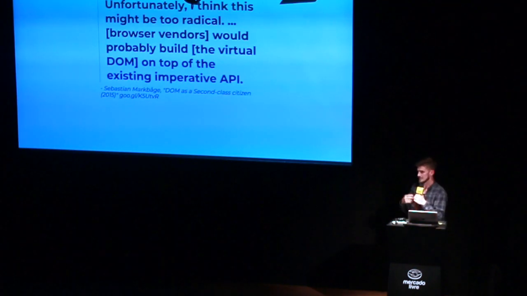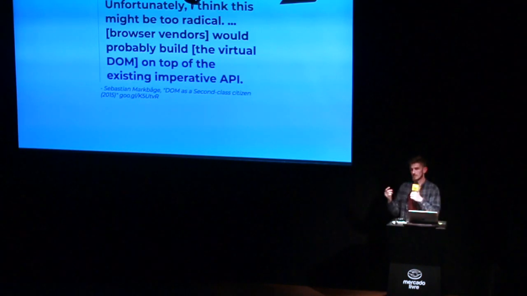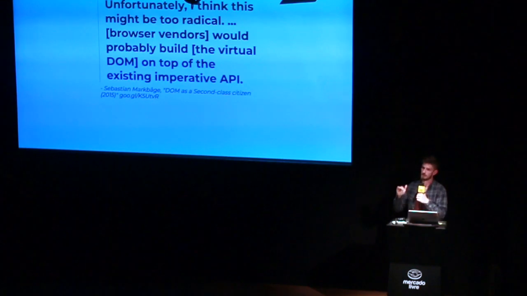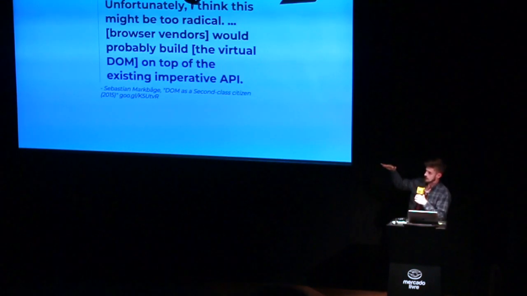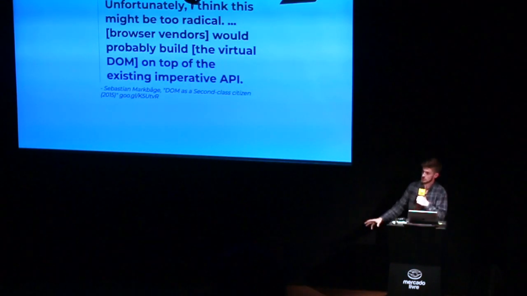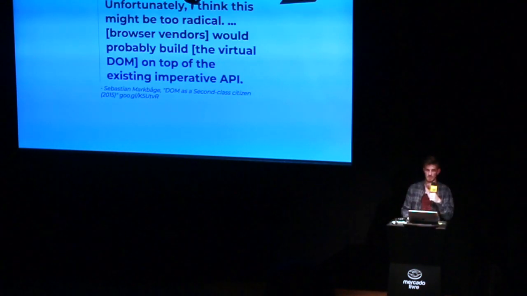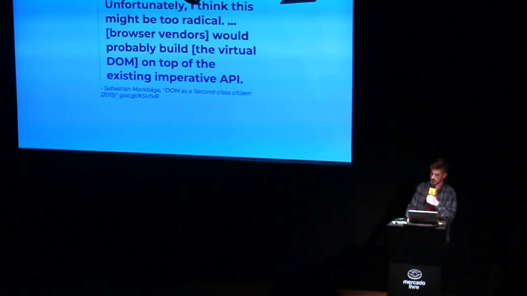And if we did do something like a virtual DOM, what they would end up doing is just building it on top of the existing API. So you have all of this stuff that maybe you don't really want to touch, but they would just build something on top of it as opposed to fundamentally changing how the model works.